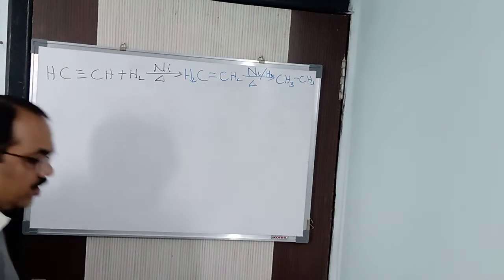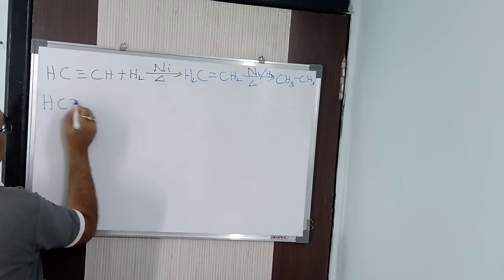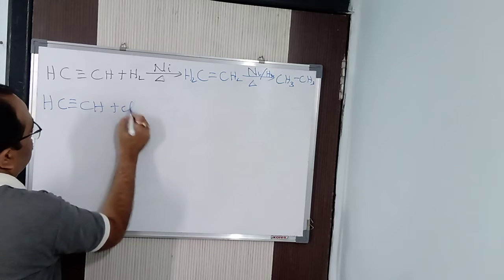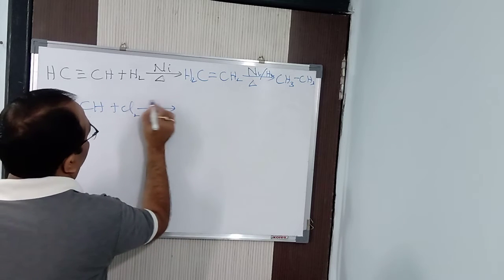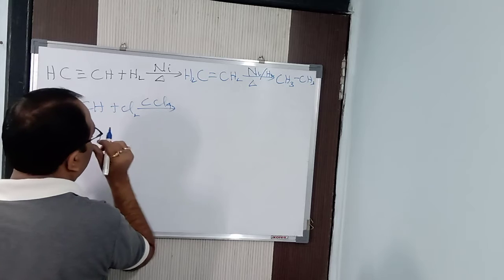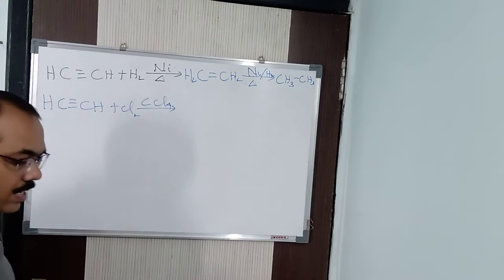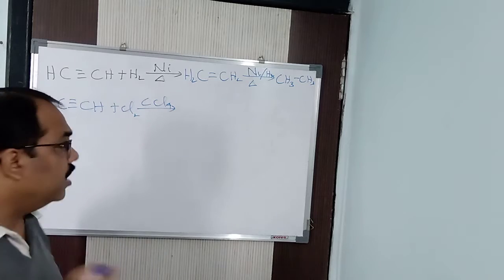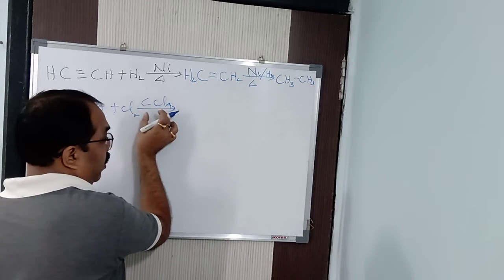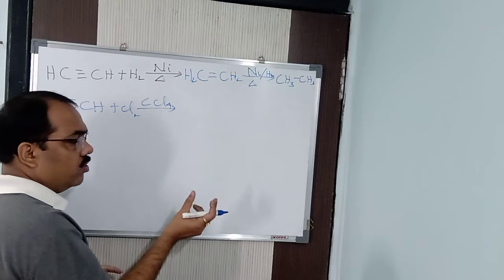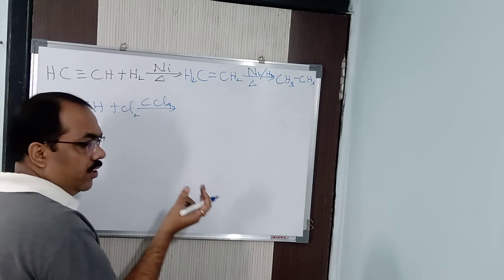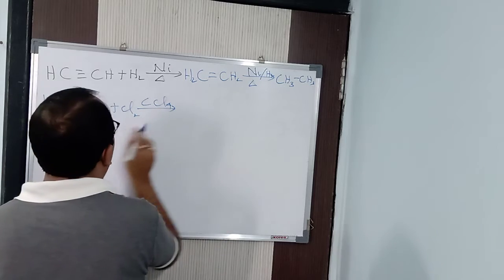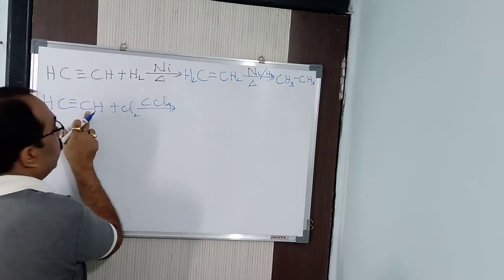Similarly, if it reacts with halogens, HC triple bond CH plus Cl2 in presence of CCl4, it's an inert solvent. I said earlier also, an inert solvent is required to carry out a particular reaction. You can take ether, chloroform, or acetone also, an inert solvent. So what will happen? One chlorine will be added here, another chlorine is added here.